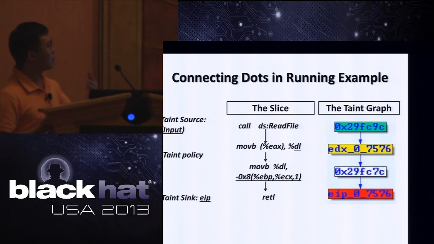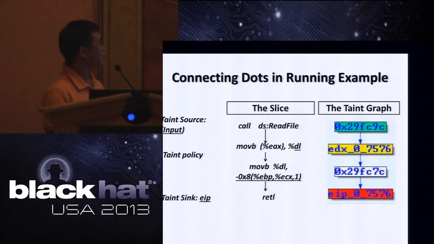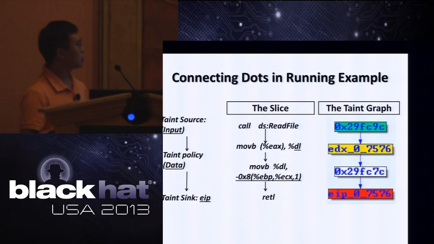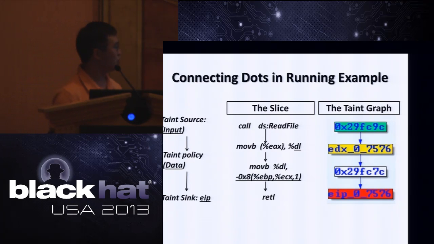And connecting the data flow and the instructions involved, we get this short taint graph. And that taint graph essentially tells you that this particular input byte moves to the first byte of EDX, and then from there it's moved to a memory location on the stack. And as the function returns, the return instruction pops that byte to the first byte of the EIP register. So quickly you can grasp the main facts and relations between them.